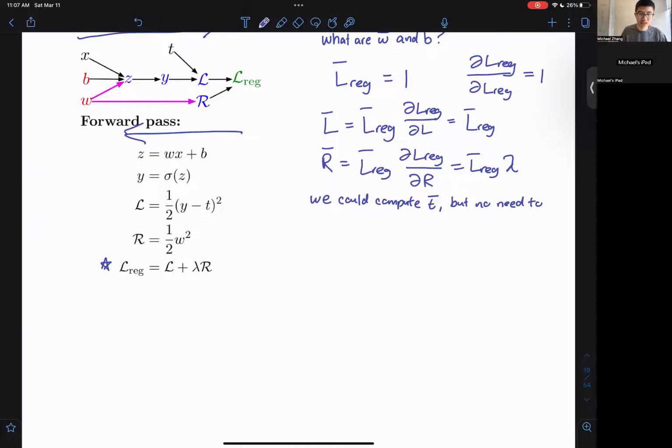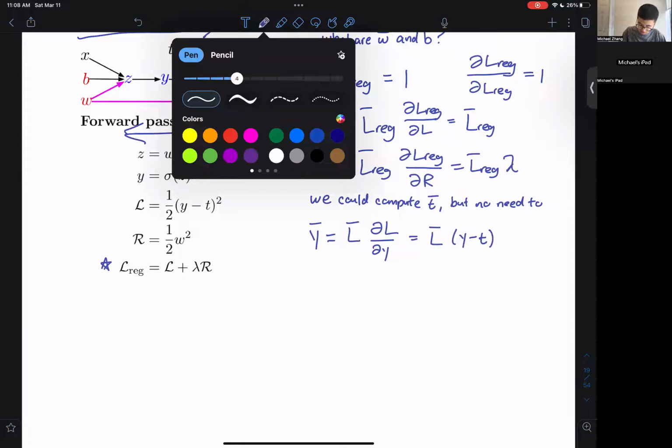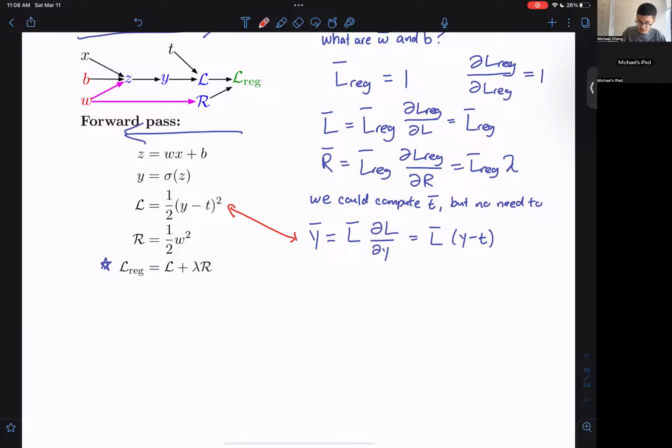Okay, so the next step along the way, let's go ahead and identify what Y bar is now. So Y bar, if we were to compute Y bar, it's going to equal, Y affects L, so L bar times partial L partial Y. In this case, partial L partial Y is Y minus T. So we're looking at these two equations here.